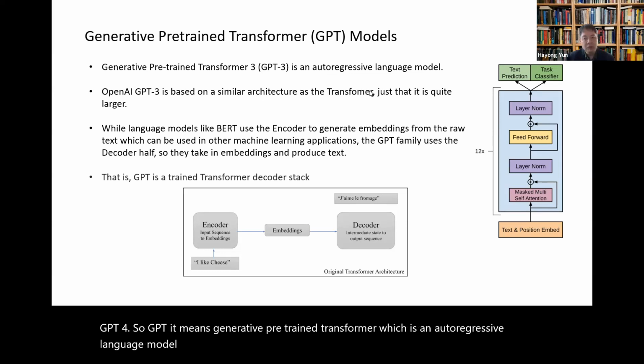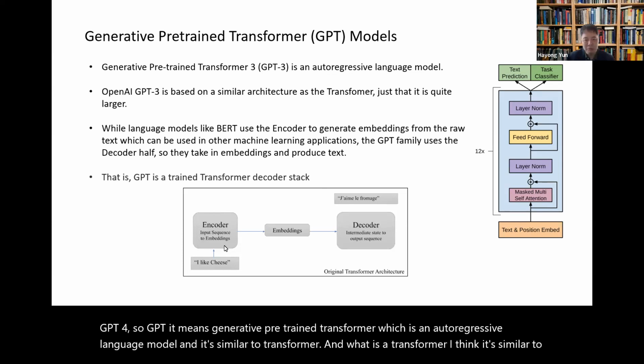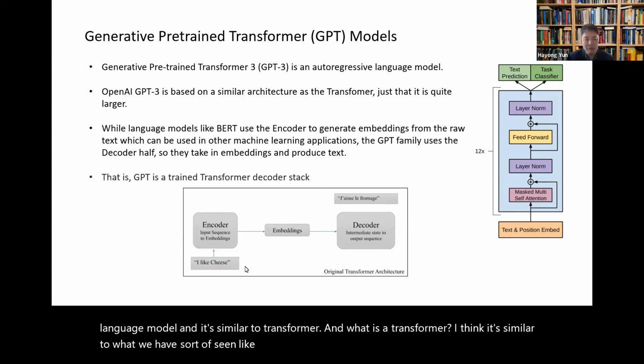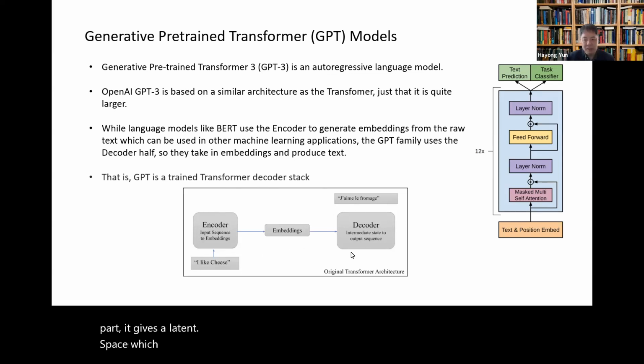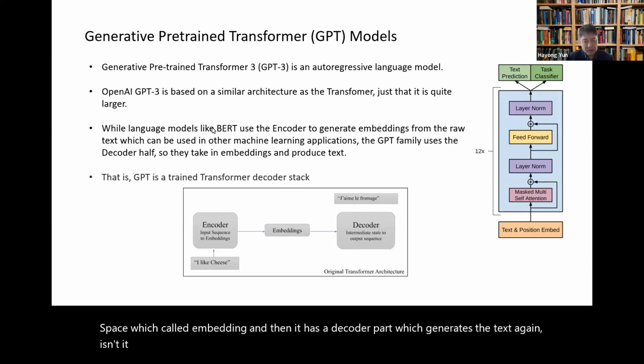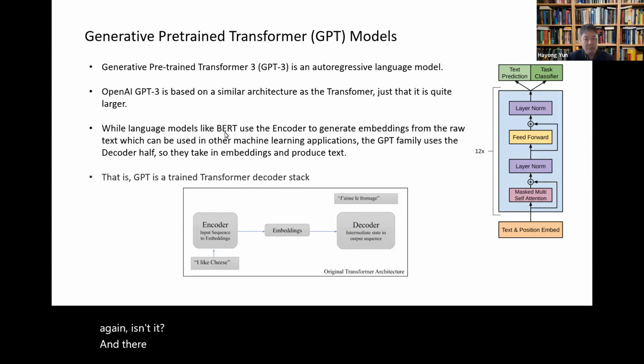And it's similar to a transformer. And what is a transformer? I think it's similar to what we have seen with encoders, like variational ones. It has an encoder part that gives a latent space, which we call embedding. And then it has a decoder part, which generates the text again. There were precursor models like BERT, which basically had the encoder and decoder.